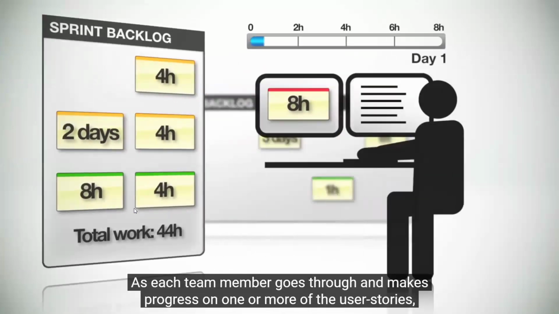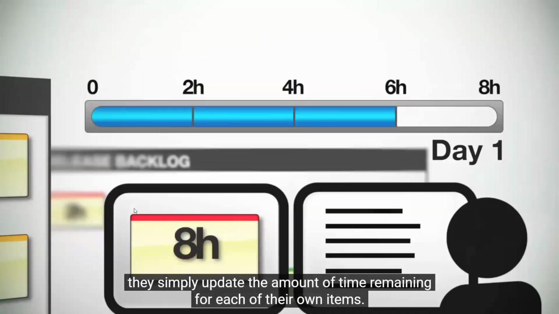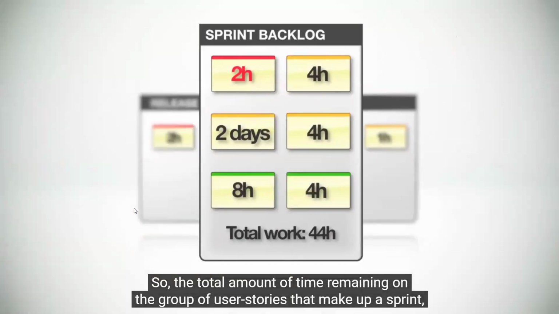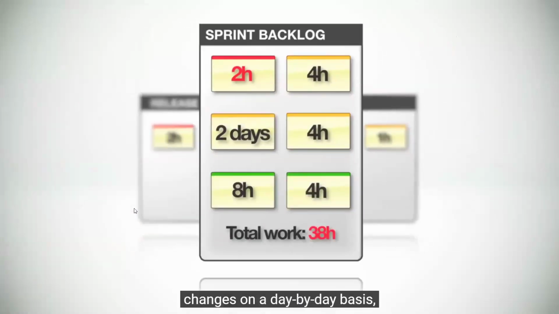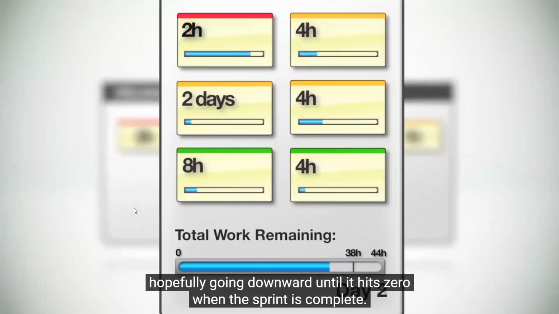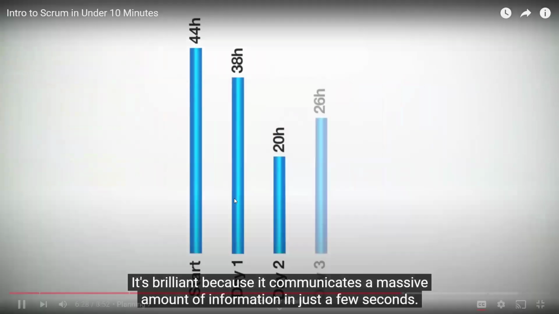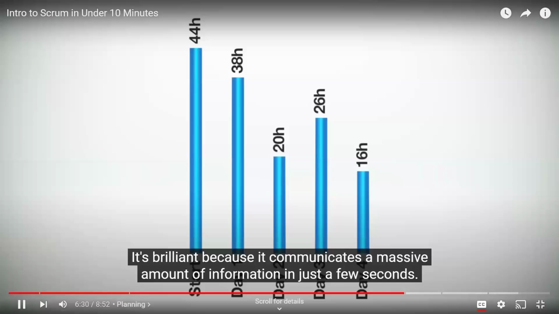As each team member goes through and makes progress on one or more of the user stories, they simply update the amount of time remaining for each of their own items. So the total amount of time remaining on the group of user stories that make up a sprint changes on a day-by-day basis, hopefully going downward until it hits 0 when the sprint is complete. The burndown chart aggregates the remaining work data and shows it visually. It's brilliant because it communicates a massive amount of information in just a few seconds.